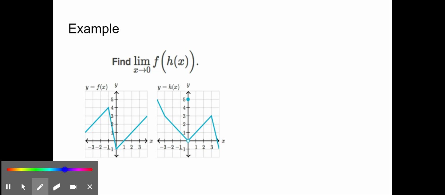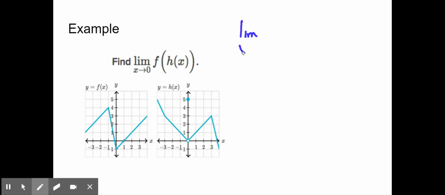I want you to calculate for me the limit as x goes to 0 of f of h of x. All right, so to do this, the first thing you're going to do is calculate the limit as x goes to 0 of h of x. That's the first thing we're going to do. Limit as x goes to 0 of h of x. All right, so let's go on. Here we are on h of x. Limit as x goes to 0.